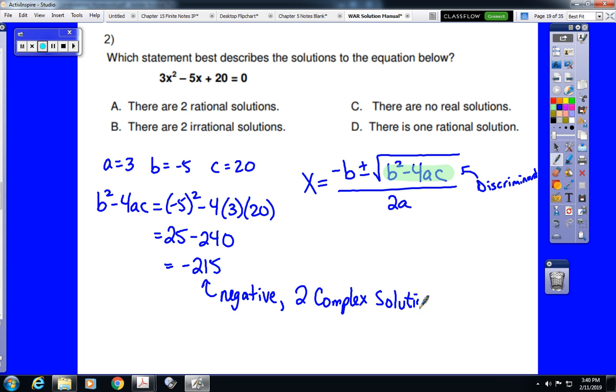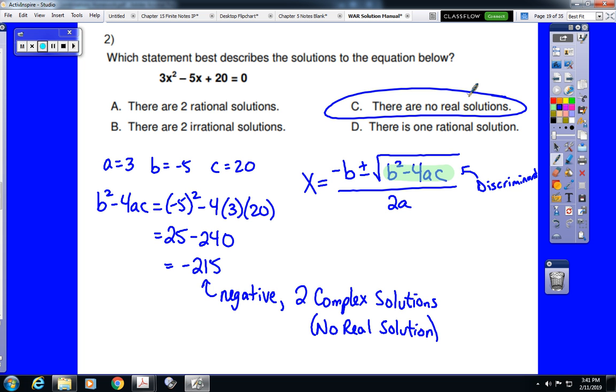So if we look up here for no real solution. Again, I'm kind of giving you the Algebra 2 version. The Algebra 1 version, we would have answered there are no real solutions to that particular quadratic.